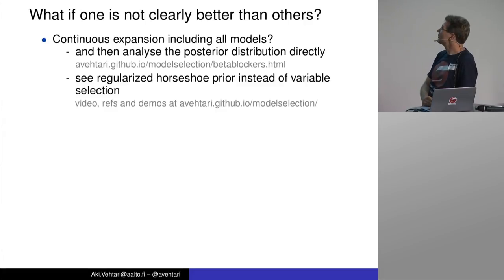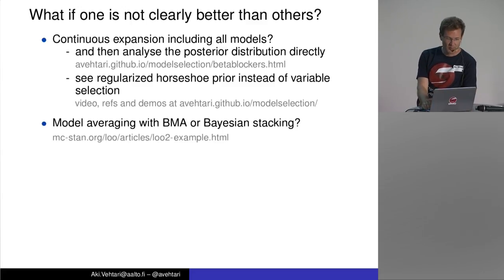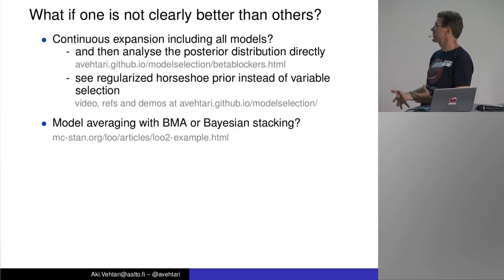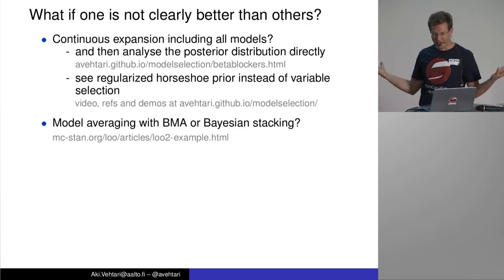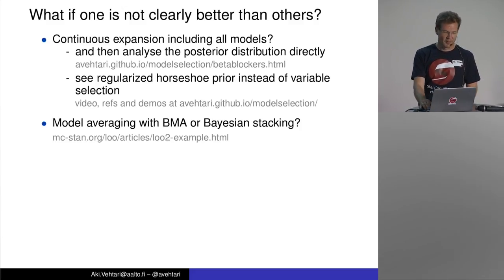Again, if one is not clearly better than others, maybe you should have a continuous expansion including all models, or a Bayesian model averaging version, and then look at the posterior. So you should include both if you can't make a decision which one to use.